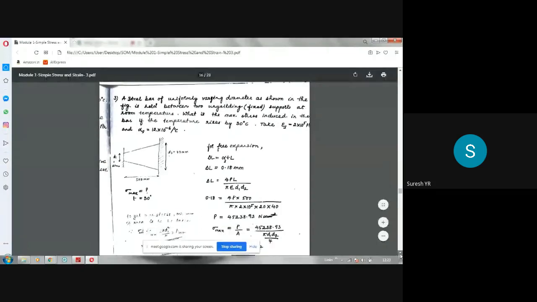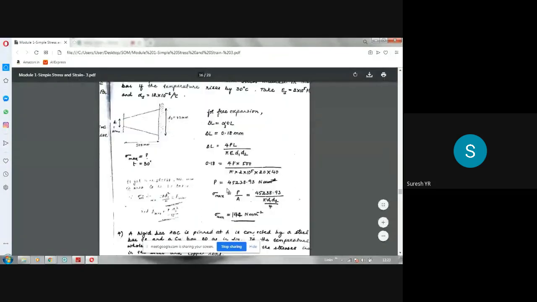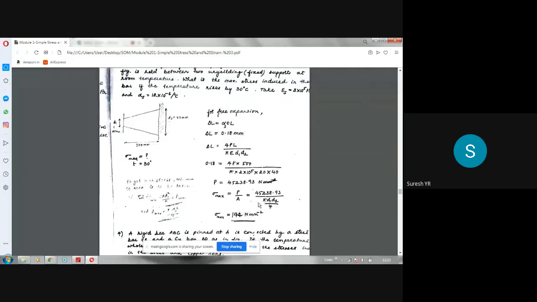Then if you want maximum stress, we have to take that force divided by area. Here we are taking the average area. So please note that we have to take the average area. If D1, D2 are the diameters, your average area becomes 5 by 4 into D1 into D2. So P divided by that gives the maximum stress. So this is another problem wherein a tapering section is given.